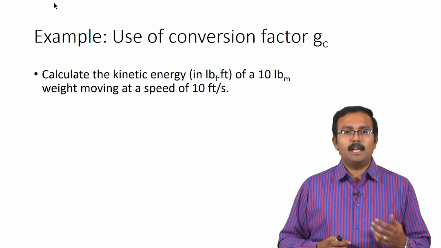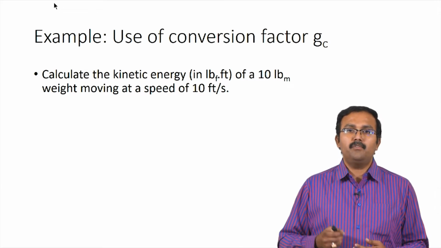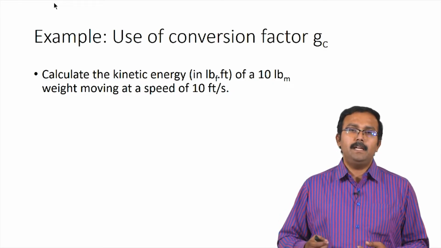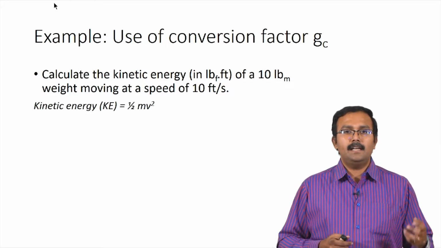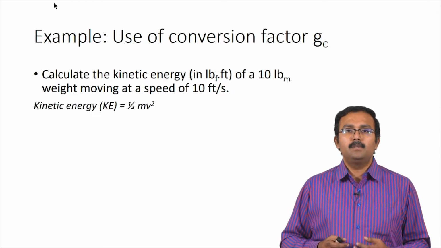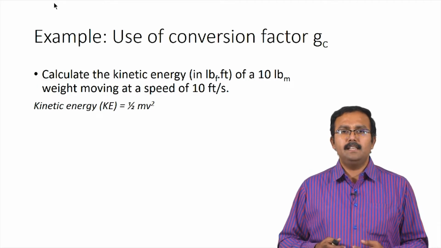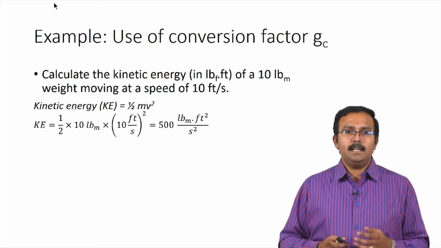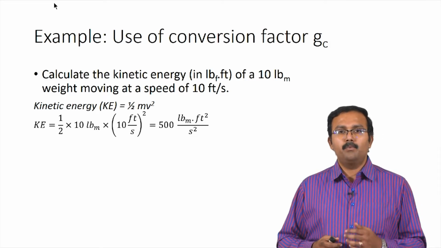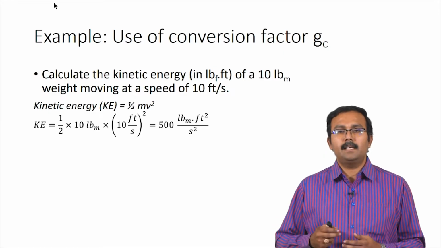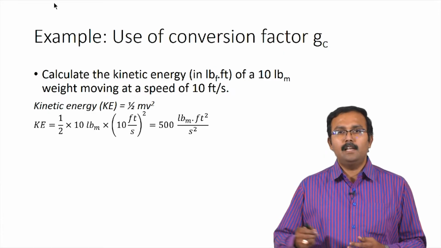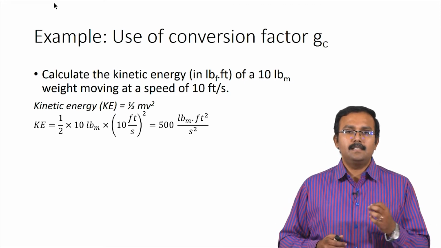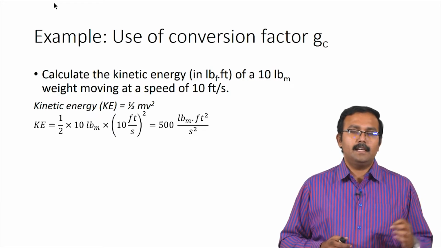The problem asks you to calculate the kinetic energy in terms of pound force times feet for a 10 pound mass weight moving at a speed of 10 feet per second. We all know that kinetic energy is given as 1/2 mv squared, where m is the mass and v is the velocity. Applying the given values, we get 1/2 times 10 pound mass times (10 feet per second) squared. This gives you a value of 500 pound mass feet squared per second squared. So, this is the value you got for kinetic energy.